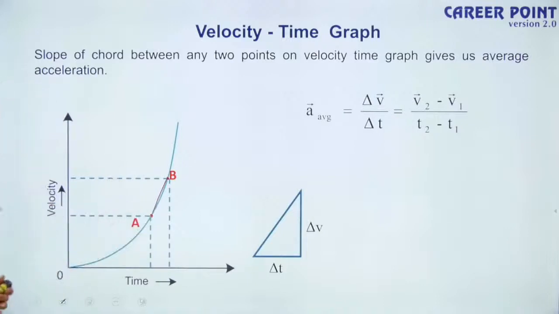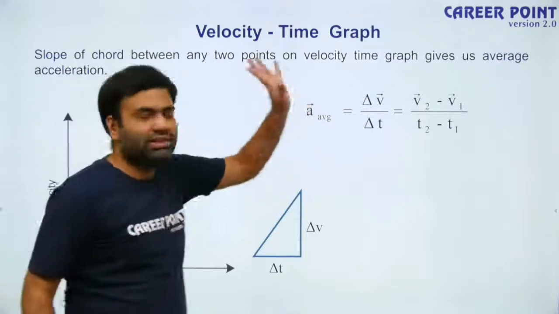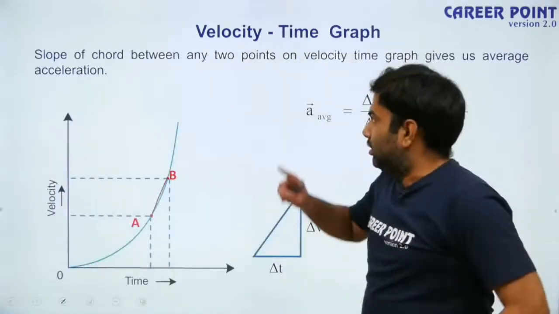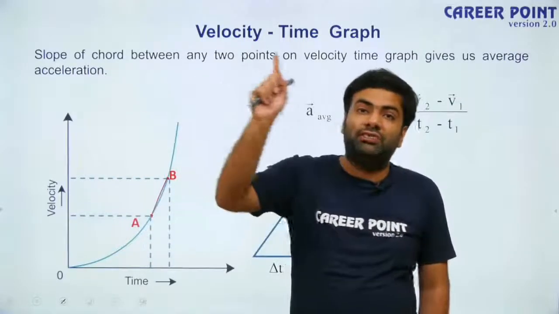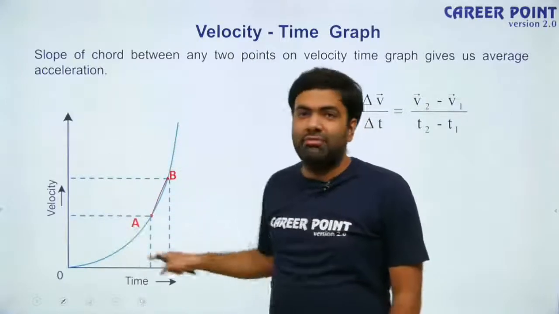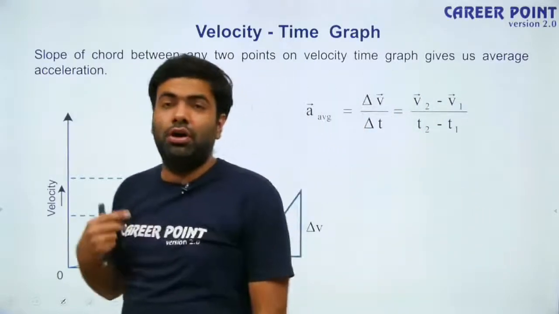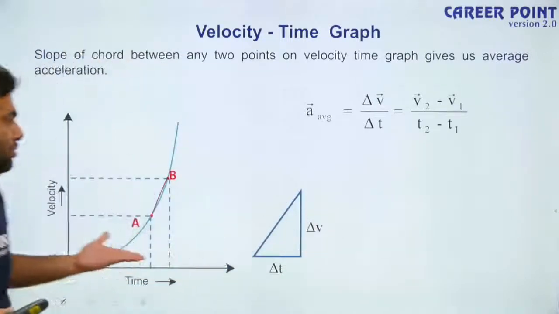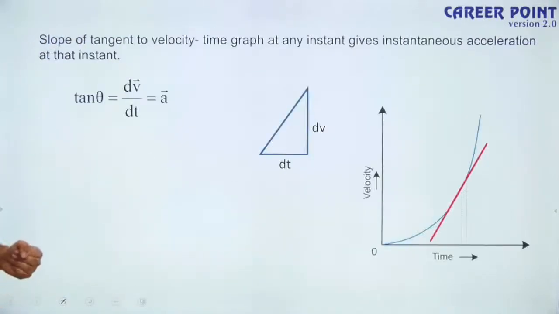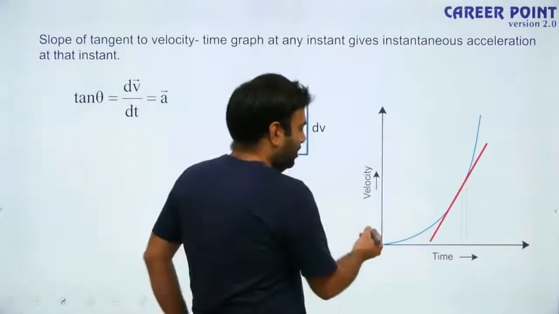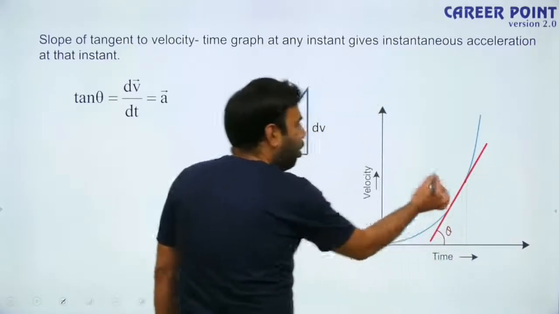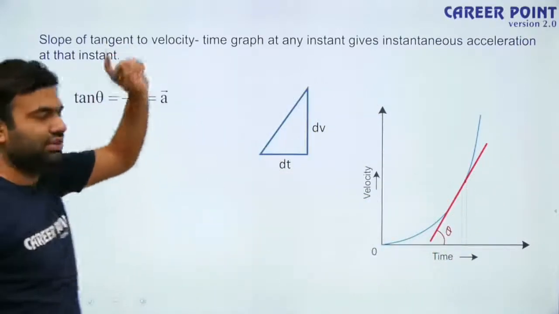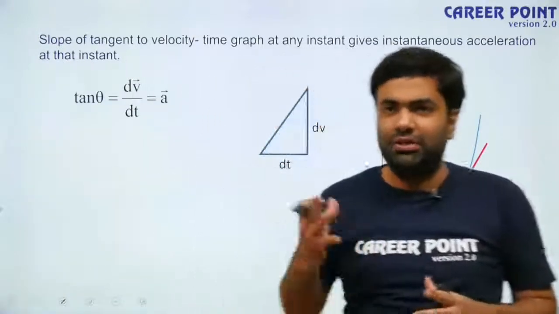So the slope of a chord between 2 points in a velocity time graph will give you average acceleration. The slope of a chord between 2 points in a position time graph was giving average velocity, and the same thing in a velocity time graph is giving average acceleration, because slope is the change per unit time. And if you want instantaneous acceleration in a velocity time graph, at any point, if you draw a tangent, then the slope of that tangent will give you instantaneous acceleration. These concepts we have discussed in the previous class.